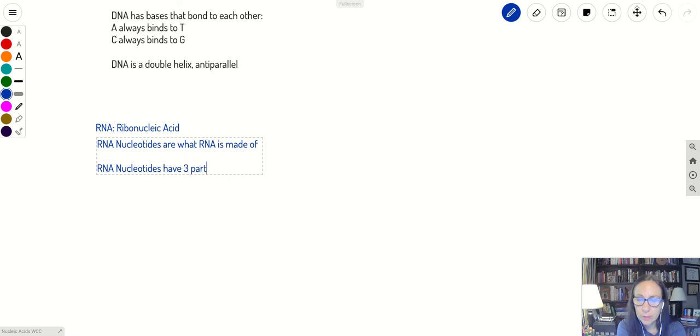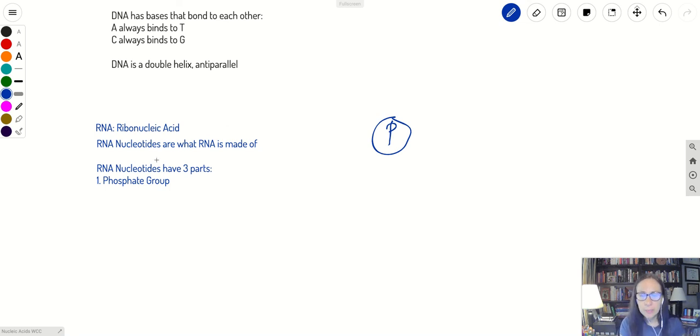Have 3 parts, just like the DNA nucleotide. The first part, same as the DNA, is a phosphate group. Just like I did with the DNA, as I write the list, I'm going to draw the picture. So the phosphate group is similar. It's exactly the same, actually. It's phosphorus with oxygens and hydrogens attached to it. For our notes, we're just going to draw a P with a circle around it. That's going to represent a phosphate group.